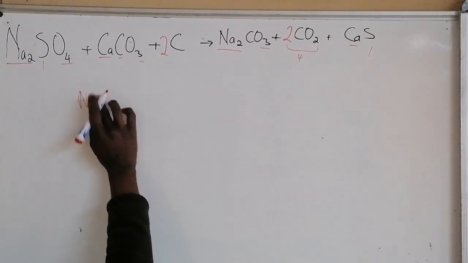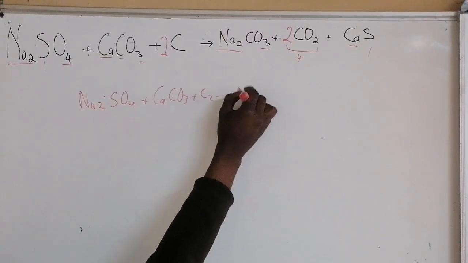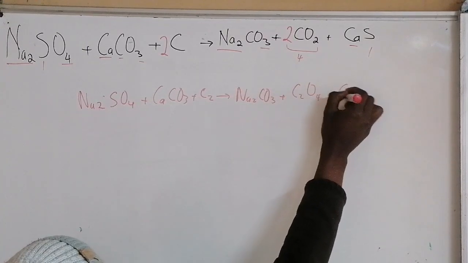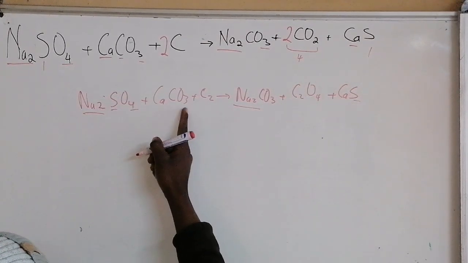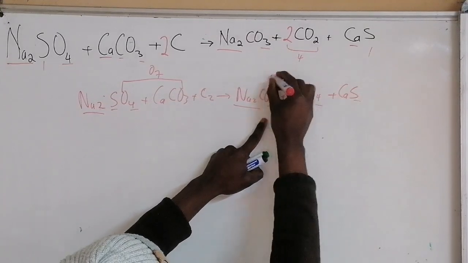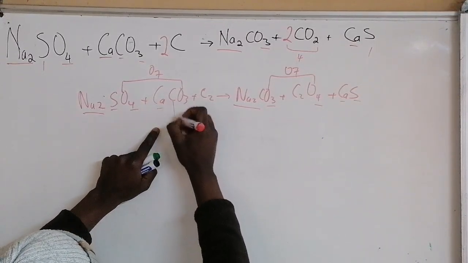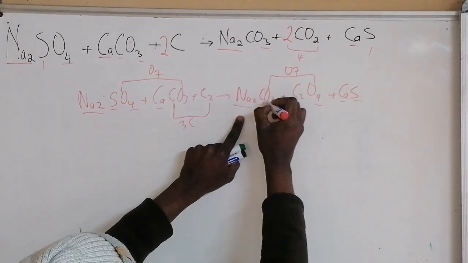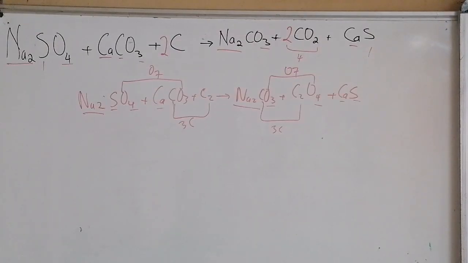Na2SO4 plus CaCO3 plus 2C gives Na2CO3 plus 2CO2 plus CaS. This times that I got O4. Therefore Na2, Na2, S, S. O4 plus O3, it's O7. Now here, O3 plus O4, we are having O7. Ca, Ca. How about the carbon atoms? We have 1 plus 2, it is 3. So we have 3 carbon atoms. Here we have 1 carbon atom plus 2 carbon atoms. We have 3 carbon atoms. Therefore, it is balanced.